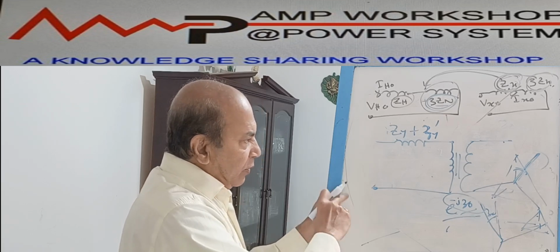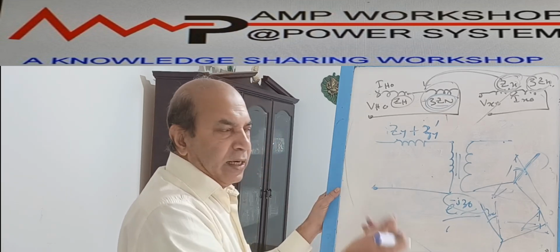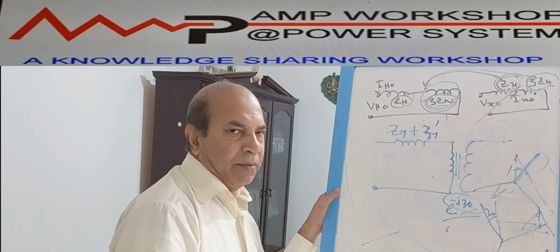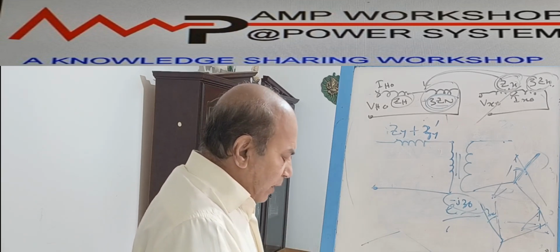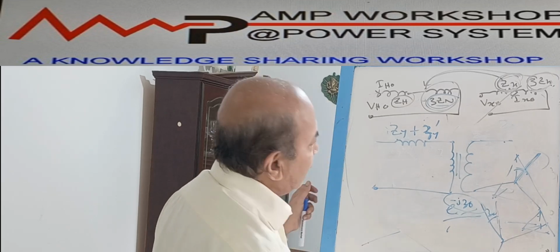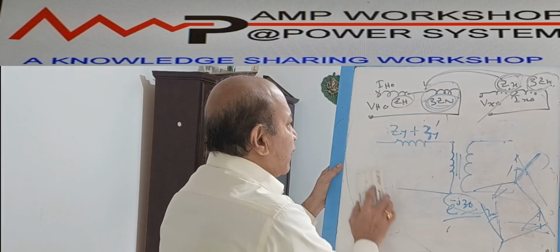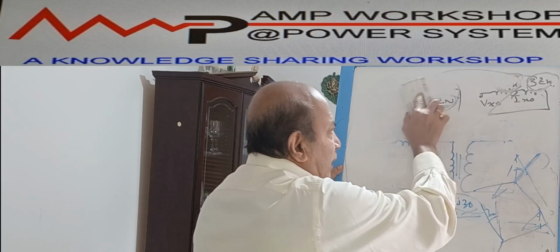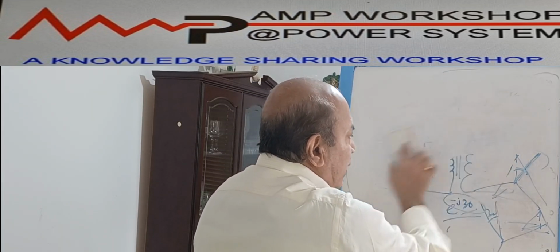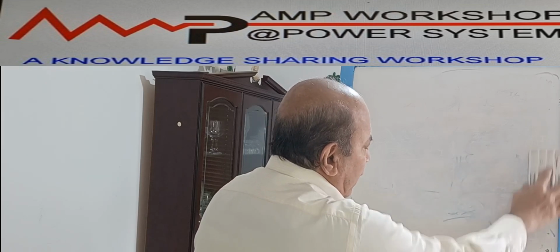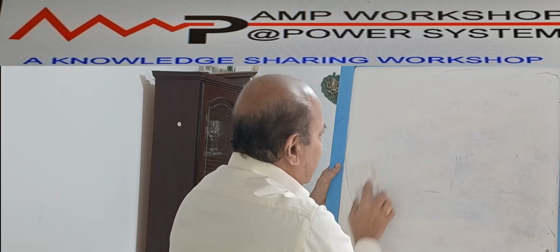Okay, so this is your delta star delta transformer. So these are the three types of transformer sequence impedance we discussed. Now we will go to the sequence impedance for the transmission line. That calculation will be slightly different from these other types of load we discussed. So let us draw the transmission line first.